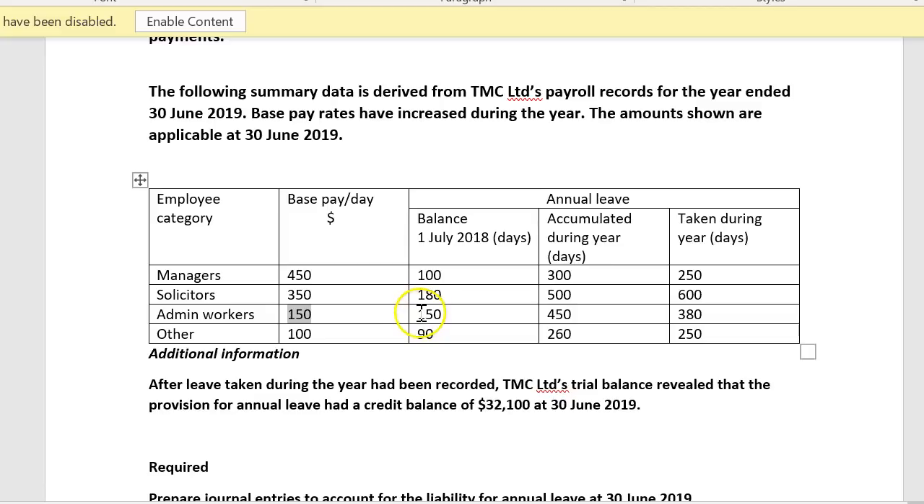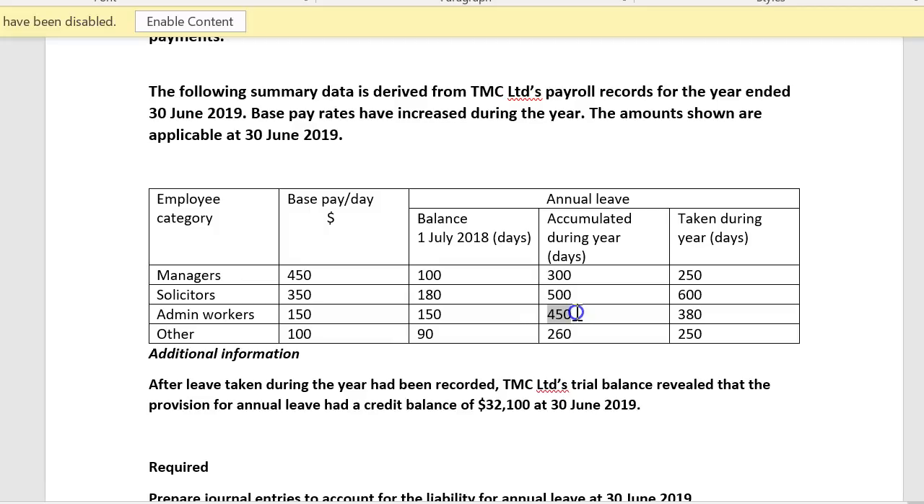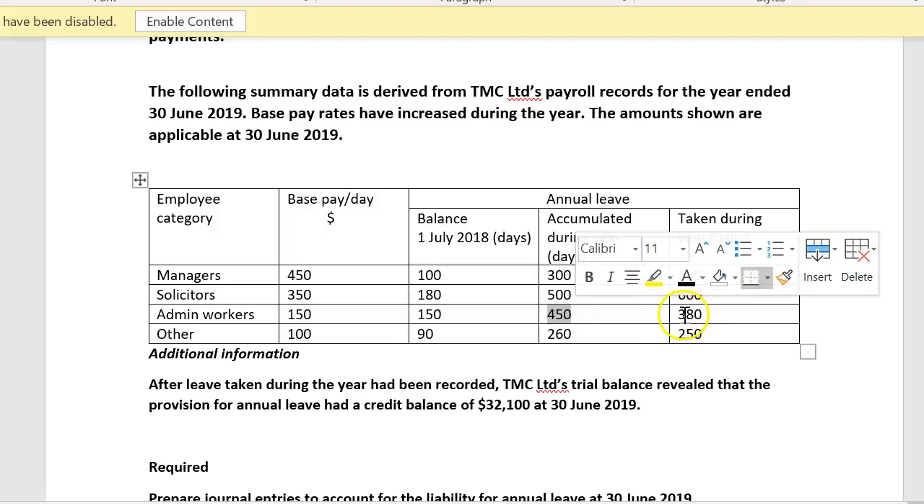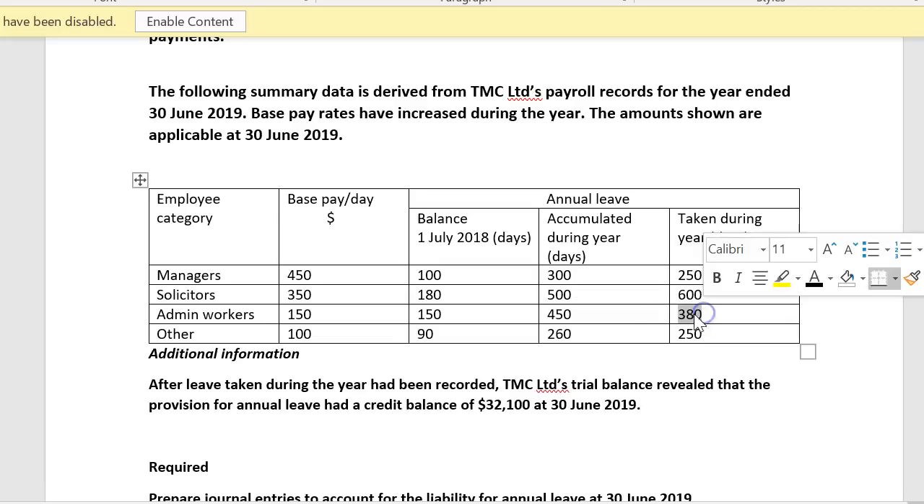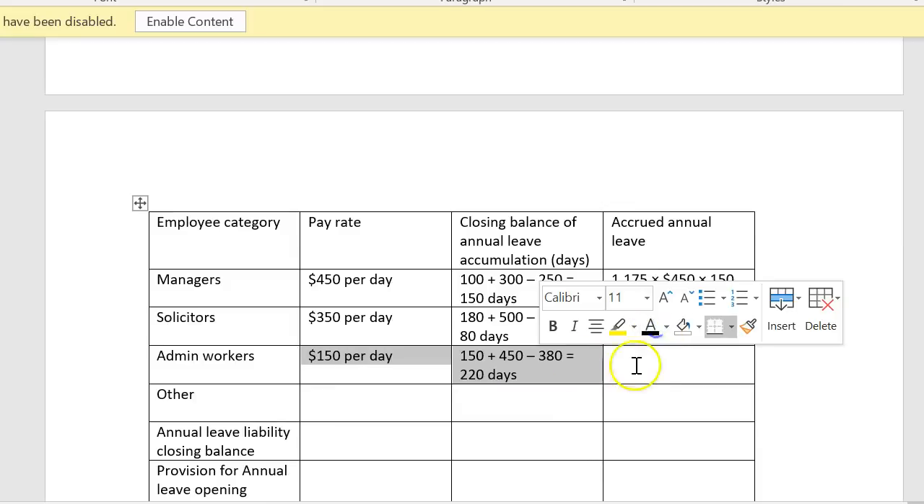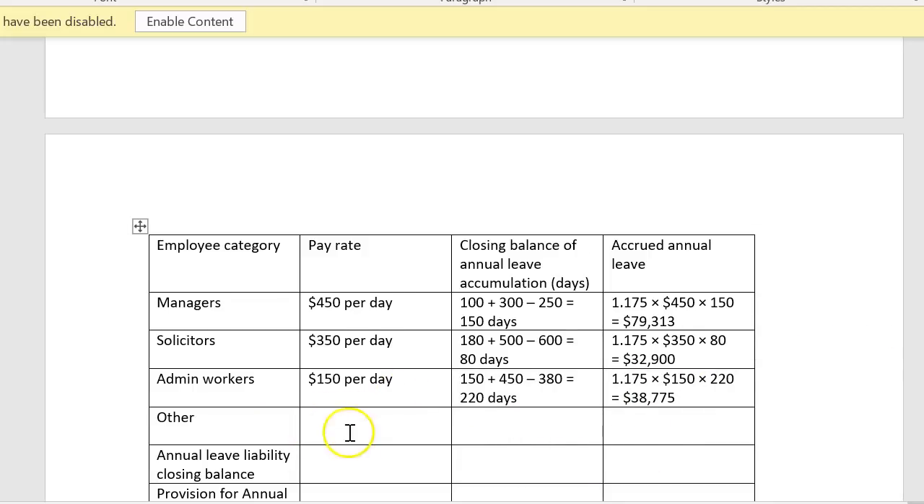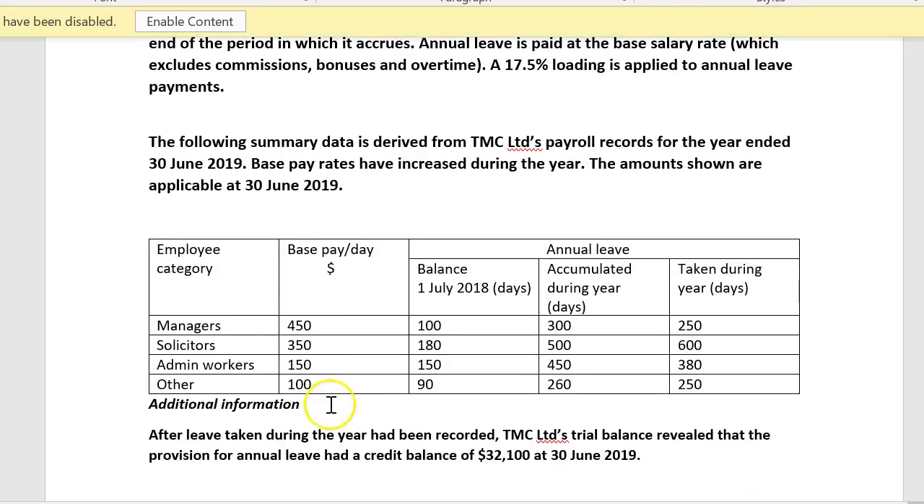And how do you work out the closing balance of their annual leave accumulation? 150 days they've accumulated from last year, and this year they're entitled to 450 days. You minus 380, the number of days they've already taken in annual leave. Okay, admin workers, and the accrued annual leave, that's what you get. There you go. Other, it's $100 a day.